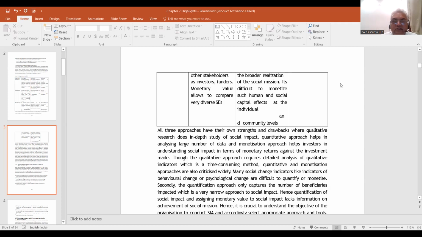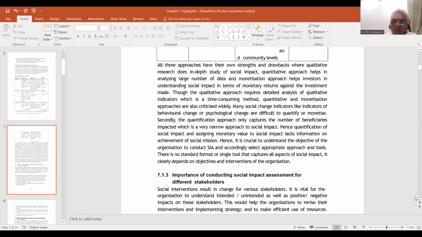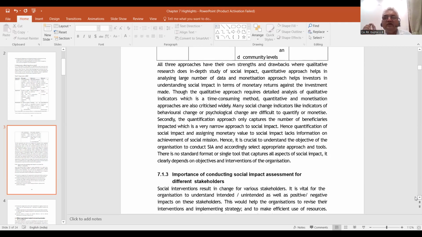Many social change indicators, like indicators of behavioral change or psychological change, are difficult to quantify or monetize. So you can only assess them qualitatively. Secondly, the quantification approach only captures the number of beneficiaries impacted, which is a very narrow approach to social impact. Hence, quantification of social impact and assigning monetary value to social impact lacks information on achievement of the social mission, because we may not be able to quantify or monetize everything. So it captures only a very minuscule part of the impacted population.